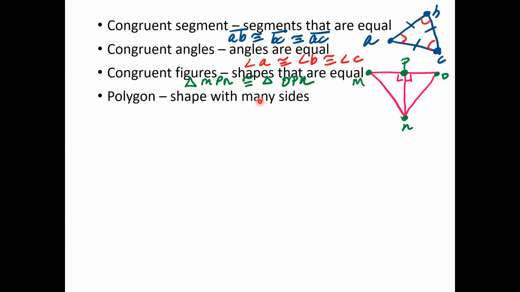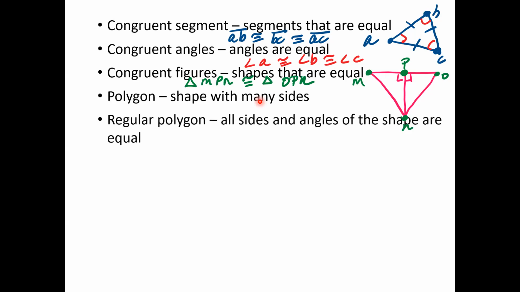Polygon means it's a shape with many what? Just read it. What does it say? Polygon. Poly means many. Gon means a number of sides. So many sides. Regular polygon: all sides and angles are equal. So the sides are equal and the angles are equal, like an equilateral triangle is a regular polygon.